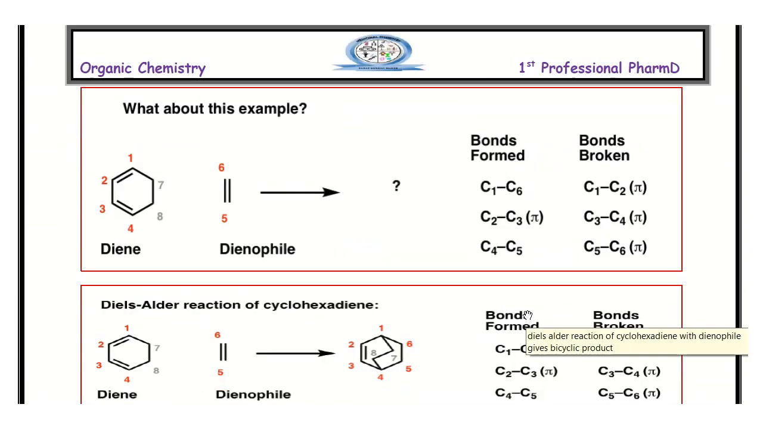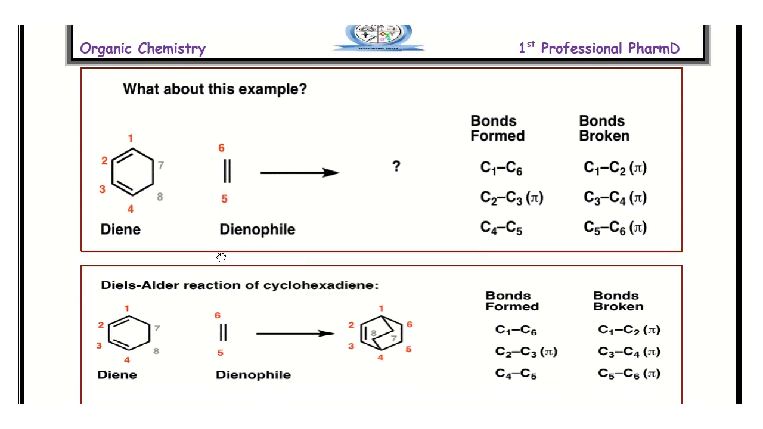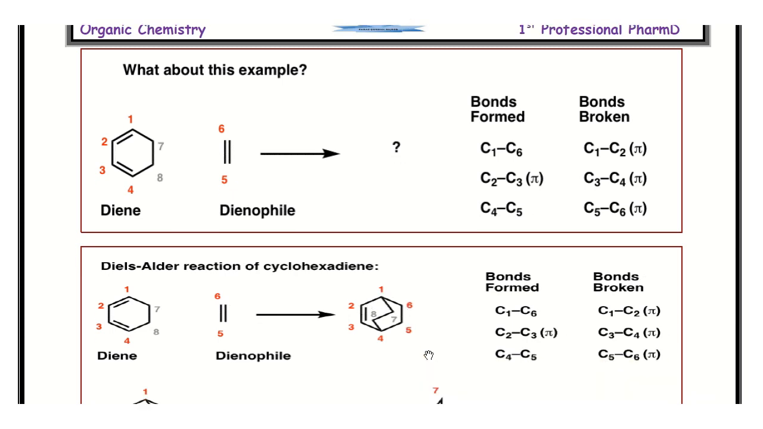There is another example of a cyclic diene molecule, like this one, 1,3-cyclohexadiene. This is the hexadiene compound. When it undergoes the reaction with the dienophile, what will be the resultant product? Our resultant product will have the structure like this. Clear? Now how is it occurring?